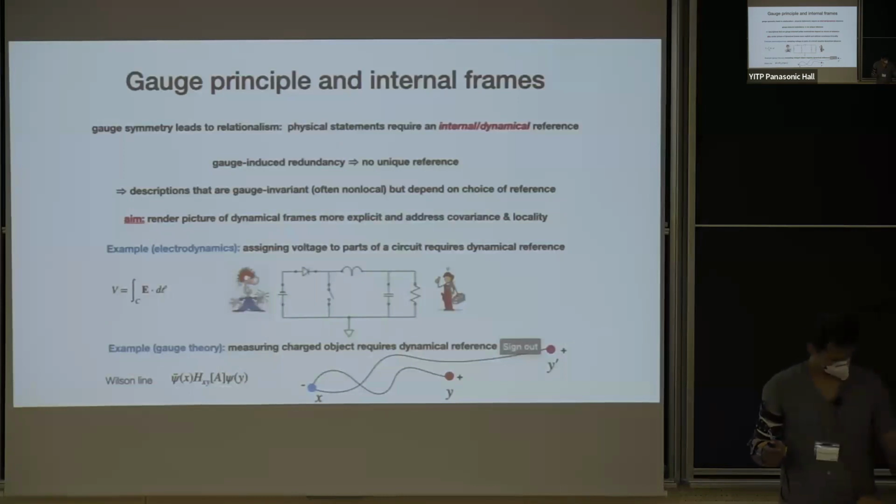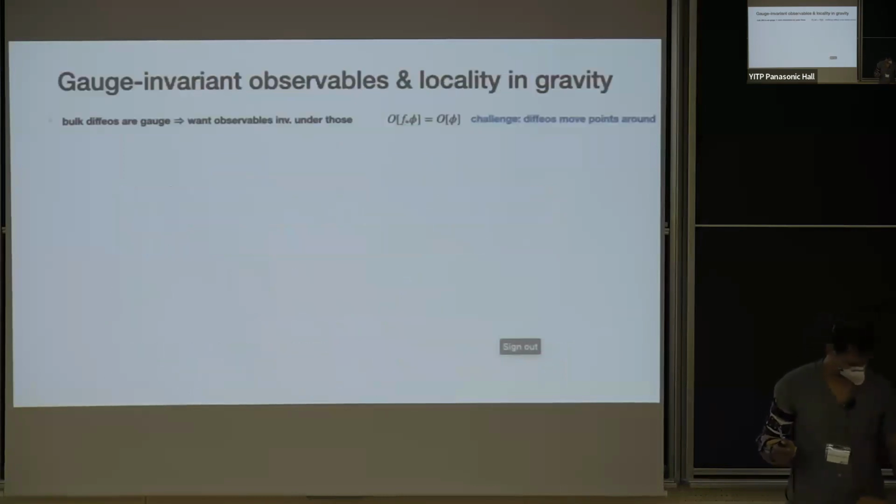Okay, so in the coming slides, I'm going to be focusing more on gravity. And in fact, most of this talk will be about gravity. So here the gauge symmetry is diffeomorphisms, bulk diffeomorphisms. They move space-time points around. That makes locality much more challenging.